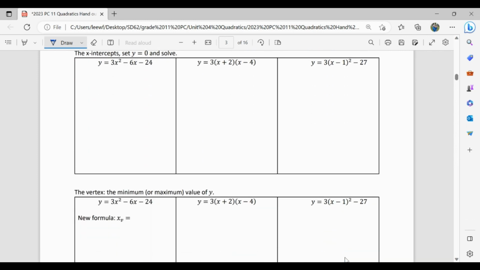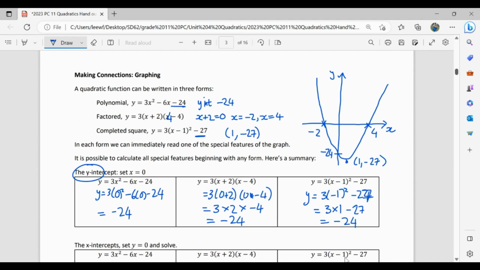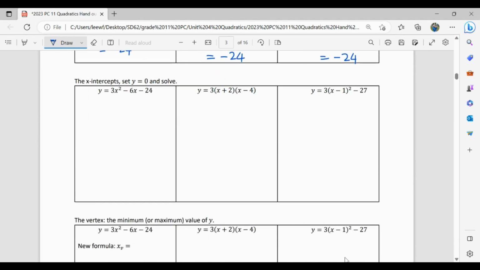Okay, so the x-intercepts. Again, it doesn't matter which format we start with, we can find the x-intercepts if they exist. Now, looking at the graph we drew above, I know they do exist. They exist at negative 2 and 4. And we can find that whether we have the polynomial form, or the factored form, or the completed square form. The factored form is the easiest because we just substitute 0 for the y-coordinate, and I need to find a number for each bracket that will return the value 0 for the bracket, and therefore anything multiplied by 0 gives the answer 0.